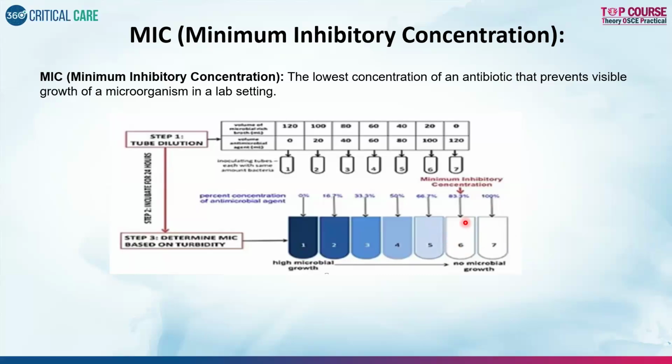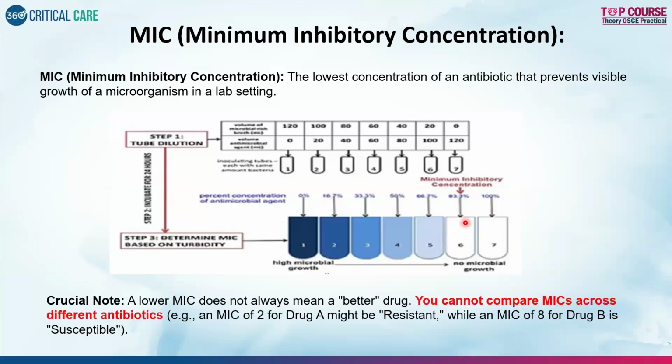You need to understand that earlier one of you said that a low MIC means a better drug. It is not like that, because these numbers can be different for different antibiotics. That's the reason you cannot compare MICs across different antibiotics, because each antibiotic's concentration, dosing, everything will be different. One will be in grams, one will be in milligrams. All of this matters when we consider the concept of MIC.